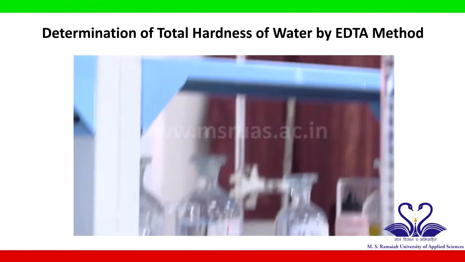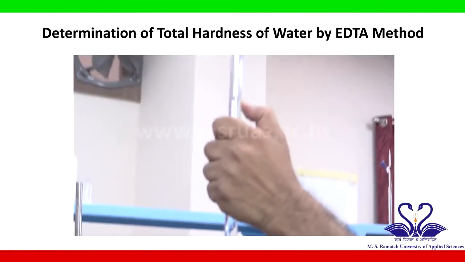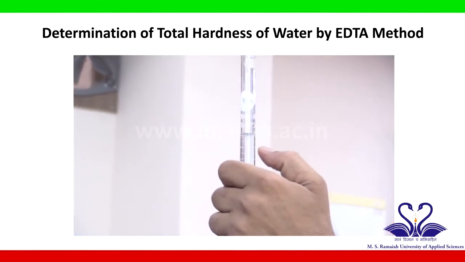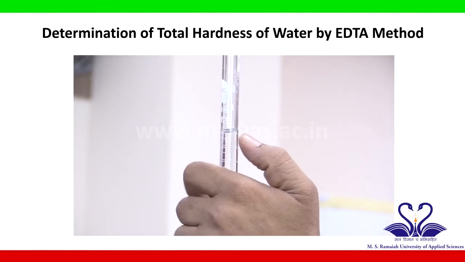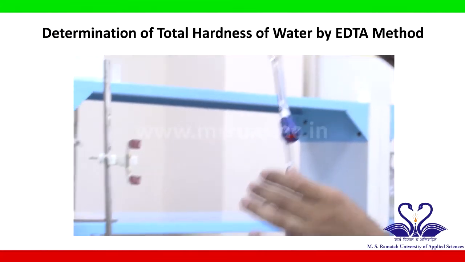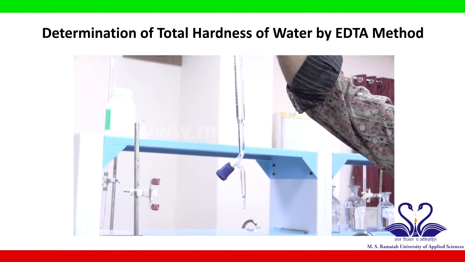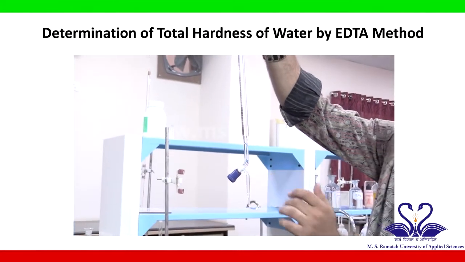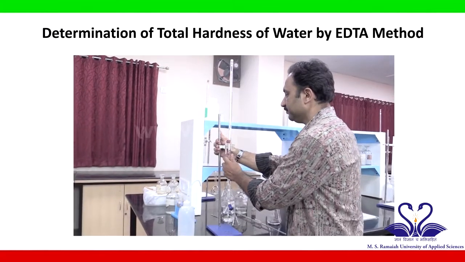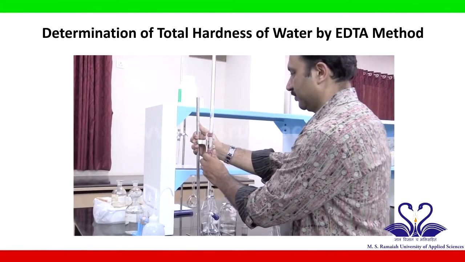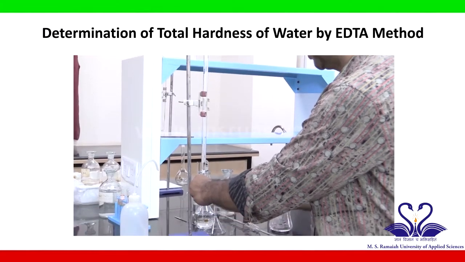Okay. Now you can see it is 0. The lower meniscus is touching 0, and there should be no air gap inside the burette. So care should be taken. There should be no air gap in the burette. You can fix it. Okay, my standard solution is ready. So I have made it up to 0.